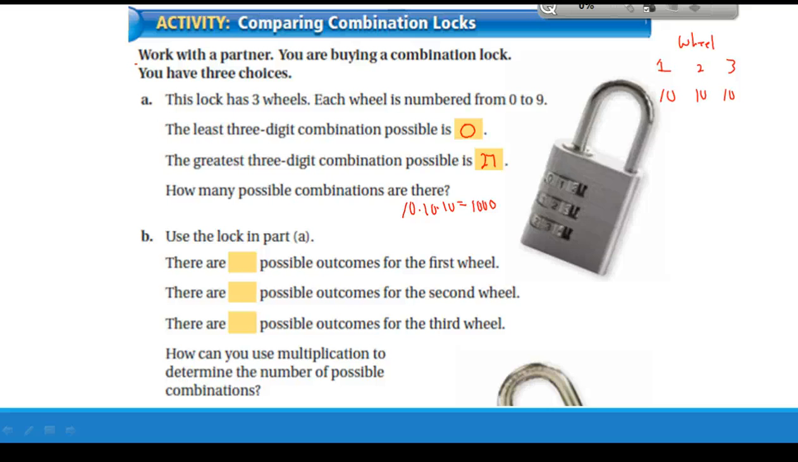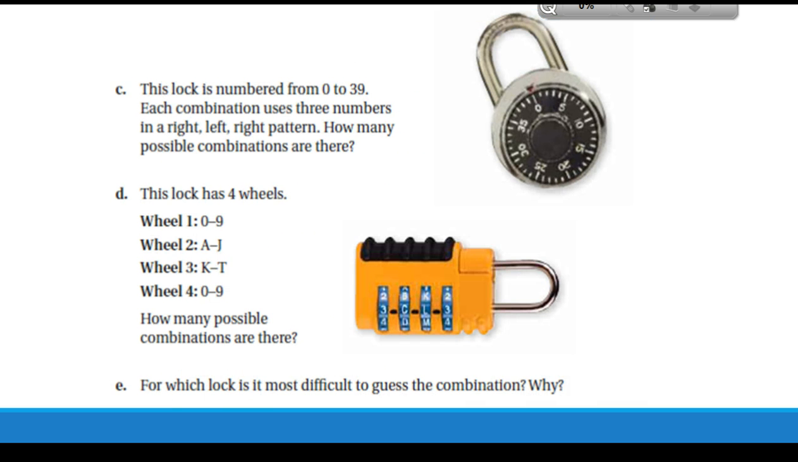And then this is the same, part B, this is kind of worded funny. There are 10 possible outcomes for the first, 10 for the second, and 10 for the third. So it'd be 10 times 10 times 10, or 1,000 again. Alright. Now this lock is numbered 0 to 39. So 0 to 39 is, remember, actually 40 numbers. It's 1 through 39 and then 0. So 40 numbers.